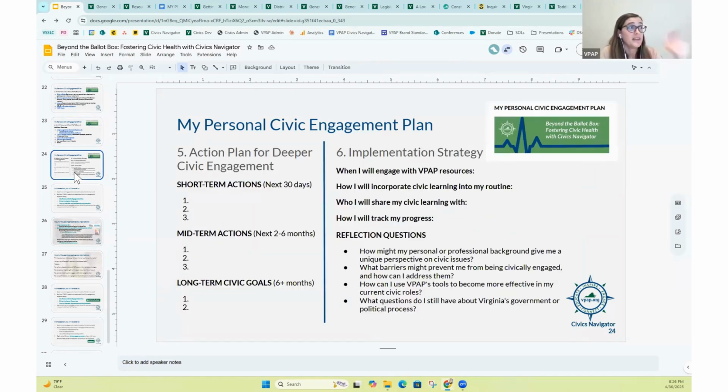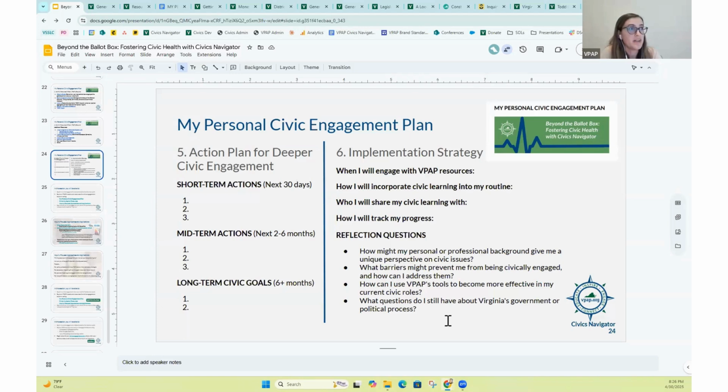Highly recommend sharing and committing to an action plan, a short, medium, and long-term plan, and then an implementation strategy for that. How are you going to know that you've learned or succeeded in your plan, and how are you going to track your progress? How can you make that visual? This might come down to a habit stacking sort of thing.